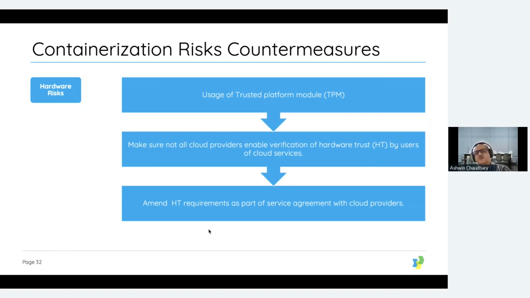Now, there are also hardware risks, right? So hardware risk can be mitigated by using trusted hardware platforms, TPMs, right? That's the major countermeasure for hardware risks. And of course, having service level agreements with cloud providers, etc.